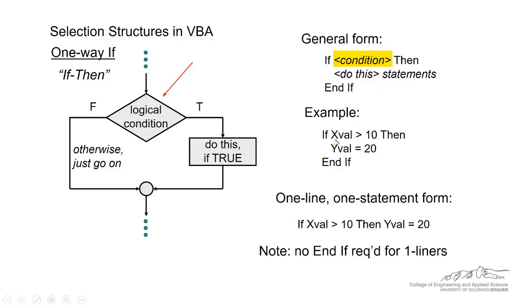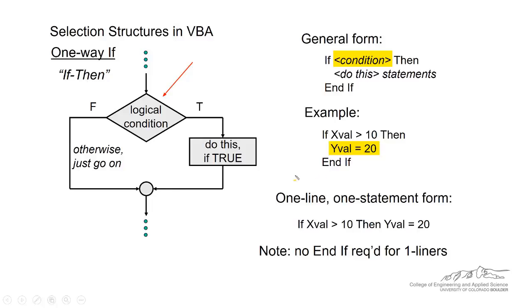An example is if xval greater than 10, then. So xval, if it's greater than 10, then we're going to bump down and we're going to set yval equal to 20. Otherwise, you notice we're not doing anything. So in the flowchart element over here to the left, we wouldn't be doing anything on the left side. We would just move along.